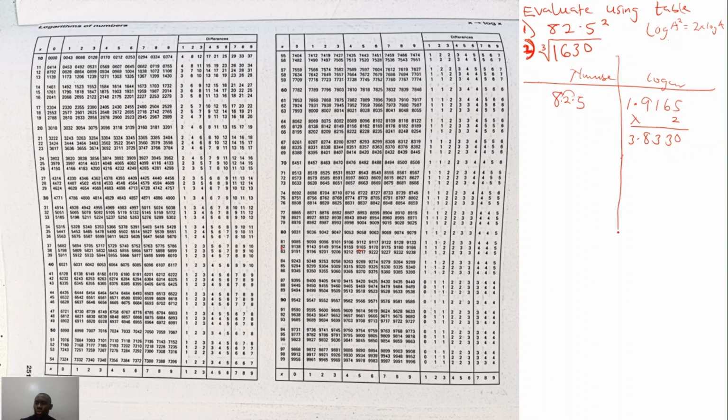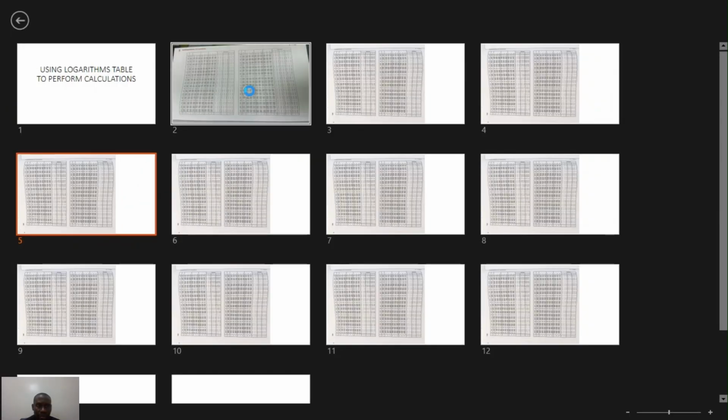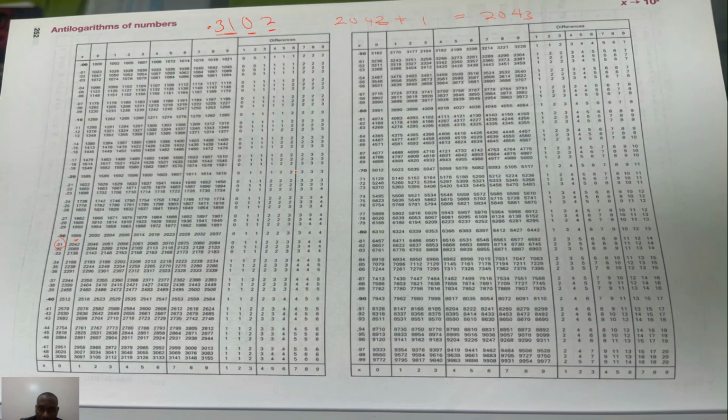The next thing to do to get the number is to find the anti-logarithm. For us to find the anti-logarithm, we'll first of all concentrate on the mantissa. We'll go to the anti-logarithm table and look at number 83 under column 3, difference 0. This is 0.83 under column 3. That is 6808. Difference 0, which is 0. 6808.